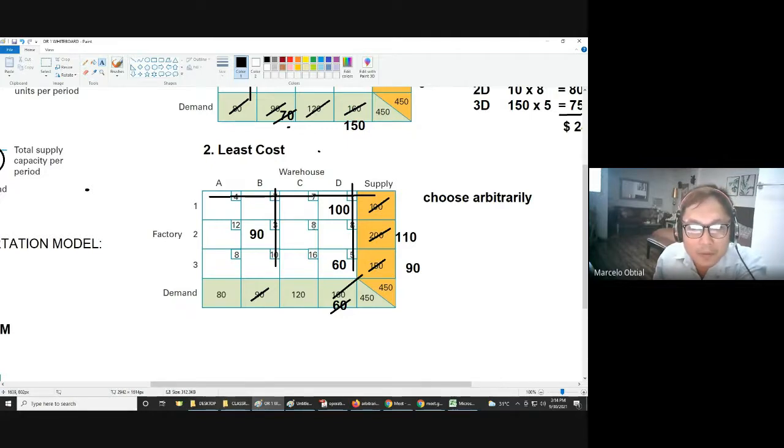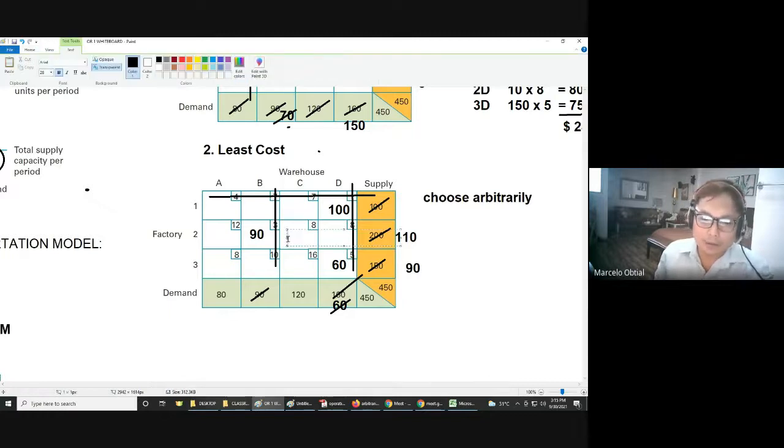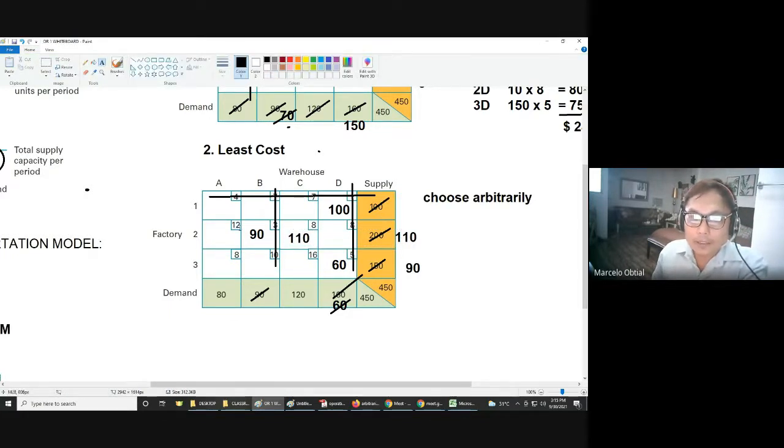Malalaman natin pag may mali ako mamaya, no? Pag may mali ako dito, hindi siya mag-0 sa last. So check natin mamaya. Between this two, gusto ko ito. So ilan yung pwedeng ilagay natin between 110 and 120? So we can only put 110, no? We already satisfied this factory 2. Okay, cross out.